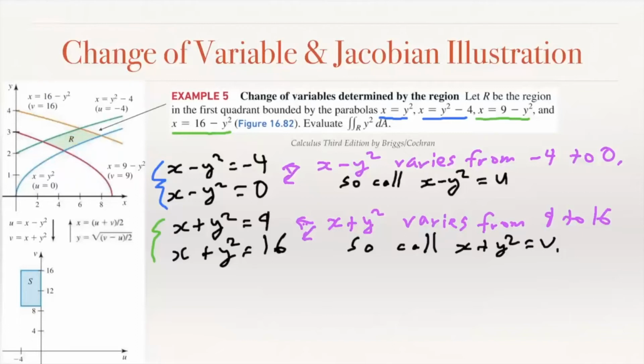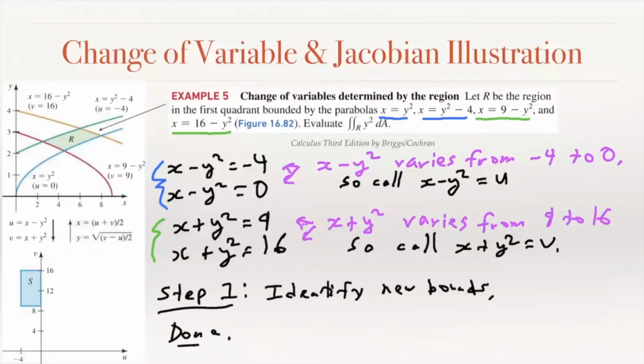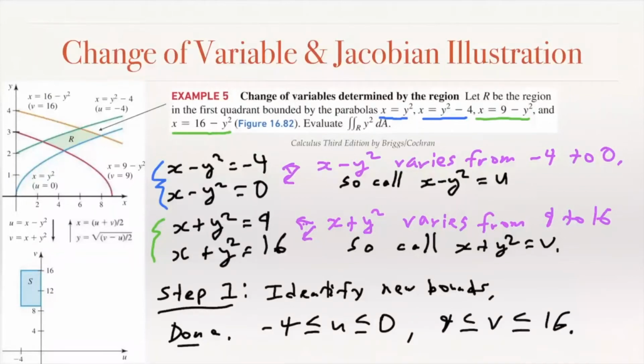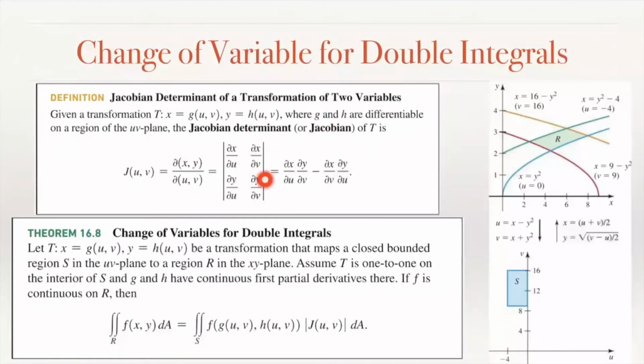And at this point, we need to find that Jacobian and then plug it in, and we'll have these nice constant bounds. In any one of these types of problems, step 1 is always to identify the new bounds, but we just did that. We're done. The new bounds are u going from −4 to 0 and v going from 9 to 16. Okay, so now step 2, we compute the Jacobian. The Jacobian is this formula, that determinant, and then we'll take its absolute value, plug it in here, and then we can compute it with our nice rectangular bounds.